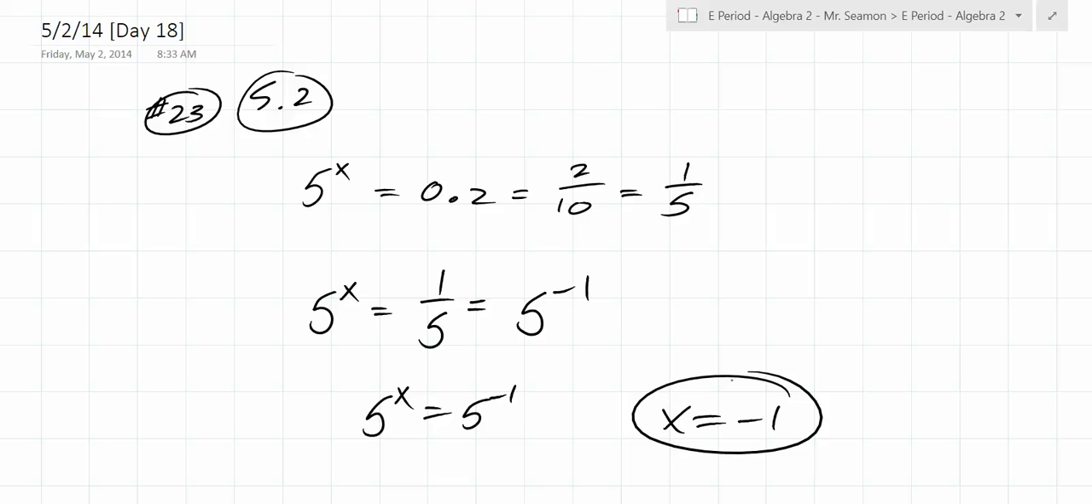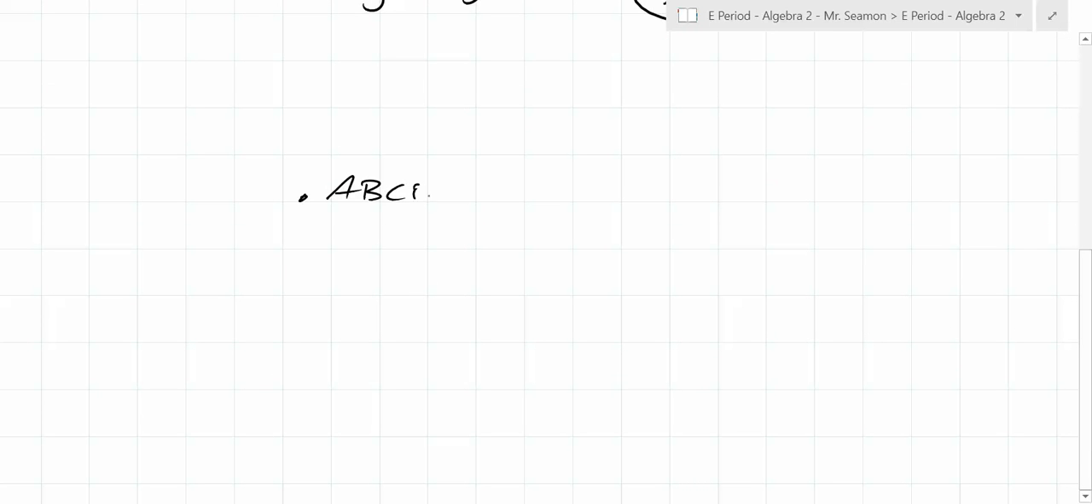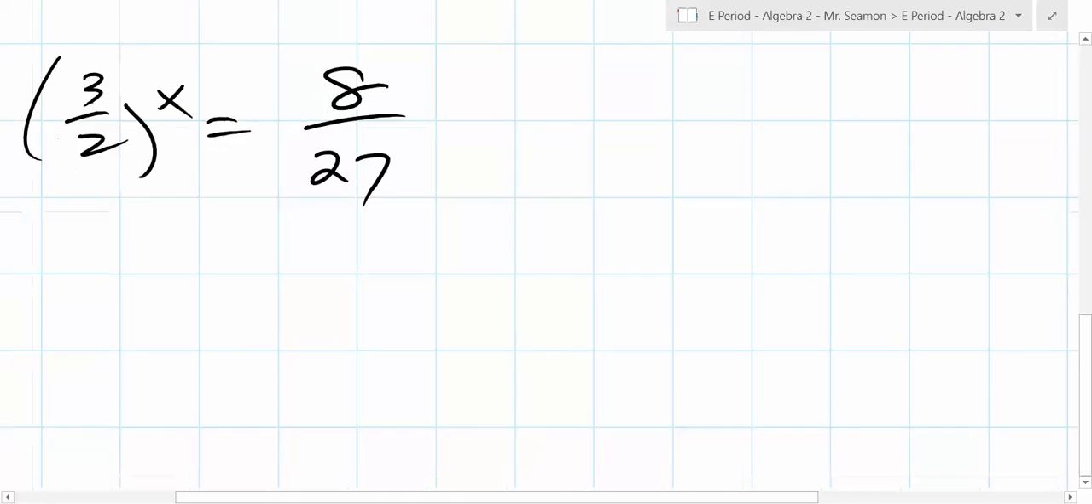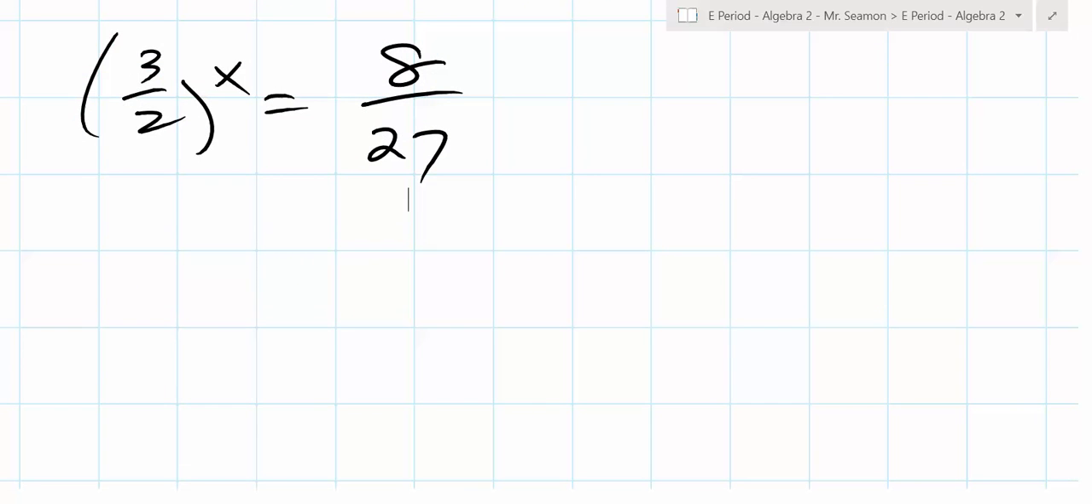So if you have like 0.8, now I understand. C, D, E, you just do it over. Okay? Okay, good. Any other question? So the first thing is you're trying to get the same base, correct?